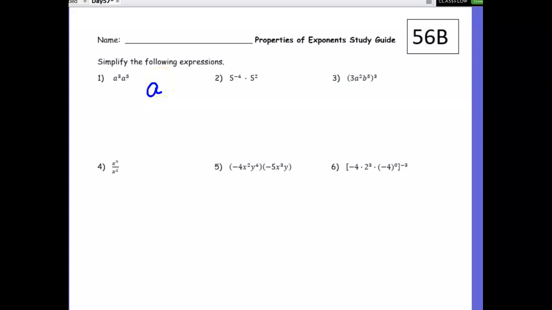So in that very first case, you'd have a to the third times a to the fifth, which would be a to the eighth. You just add your 3 plus your 5.